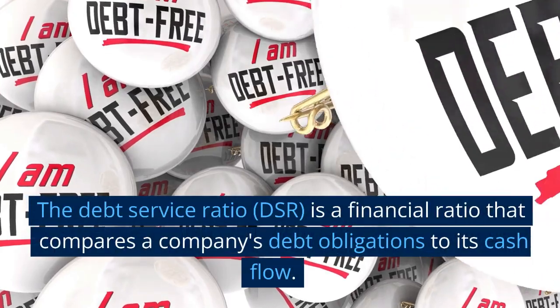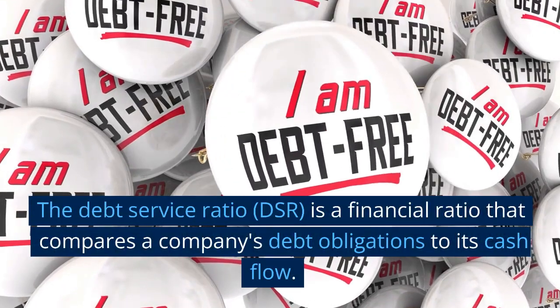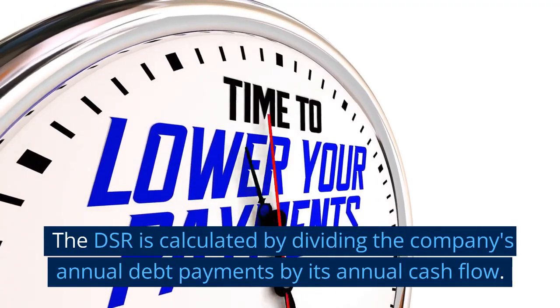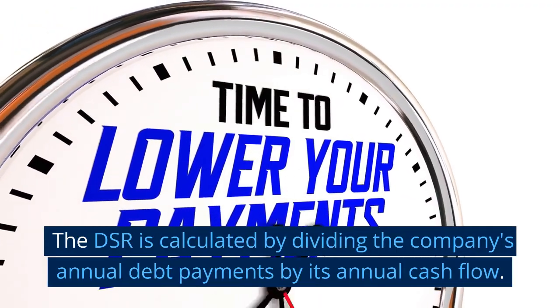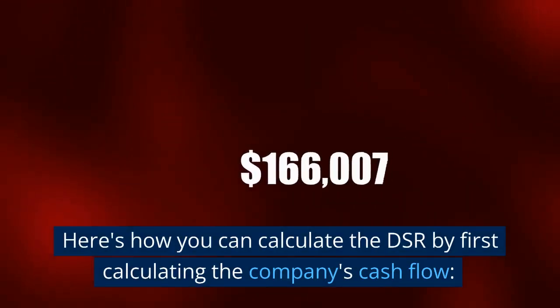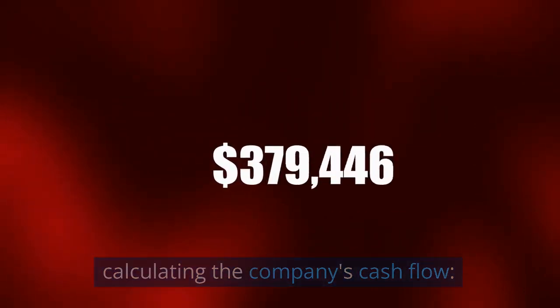The debt service ratio, DSR, is a financial ratio that compares a company's debt obligations to its cash flow. The DSR is calculated by dividing the company's annual debt payments by its annual cash flow. Here's how you can calculate the DSR by first calculating the company's cash flow.